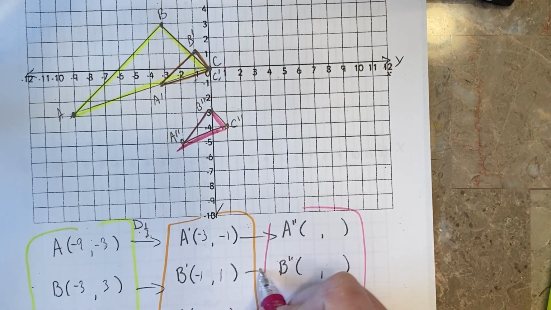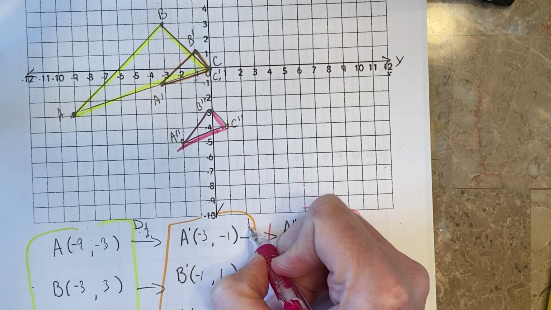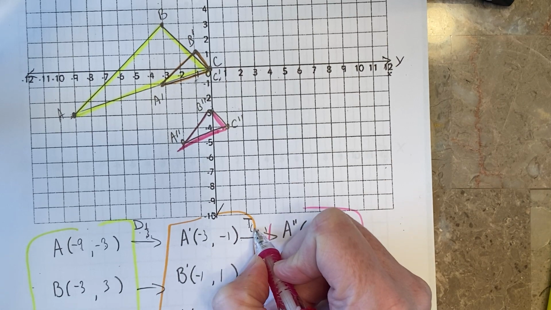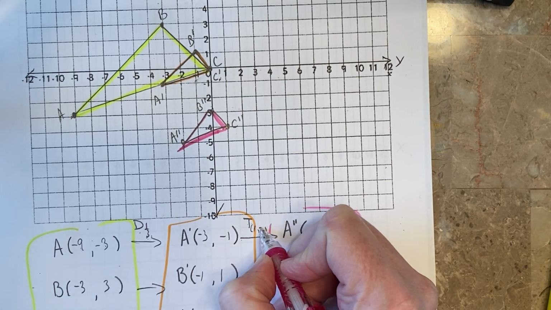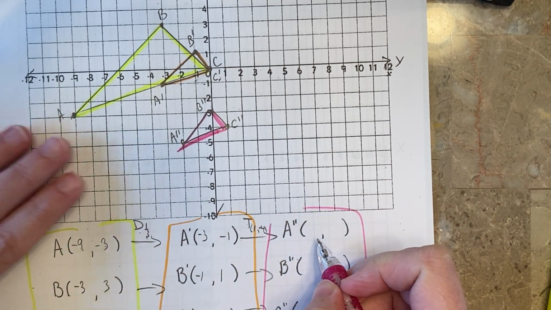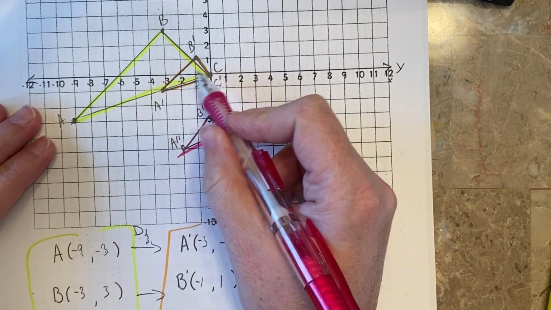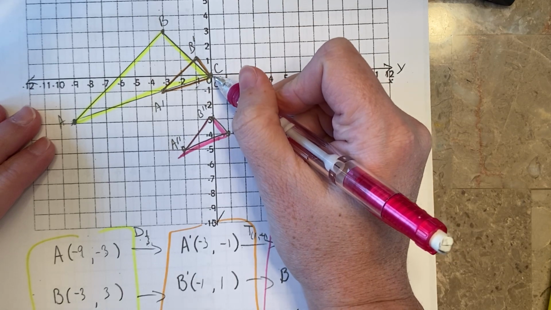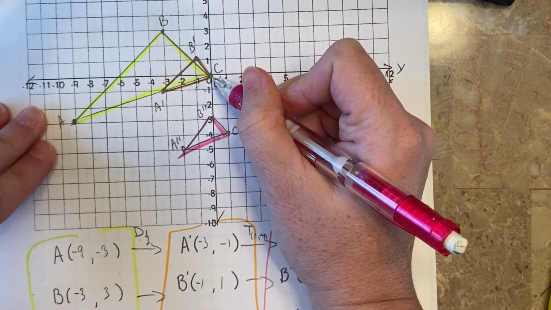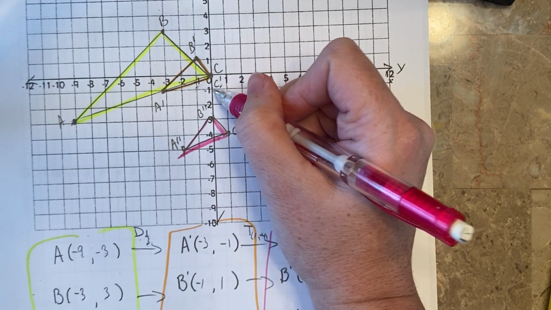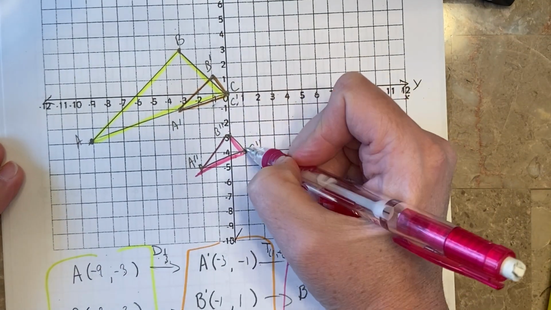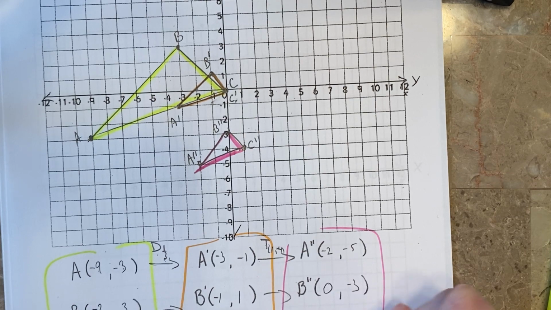And now let's get those coordinates right now. So these coordinates were translated 1 to the right and 4 down. Okay, 1 to the right is +1 and down 4 is -4. So let's see. A double prime is -2, -5. B double prime is 0, -3. And then C double prime is 1, -4.